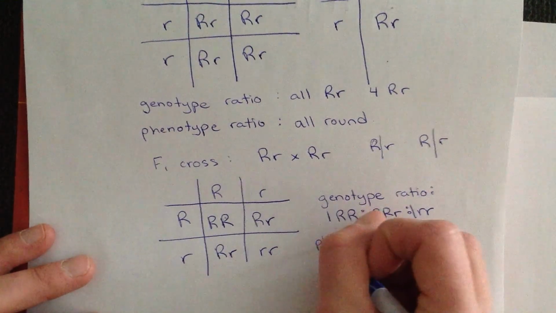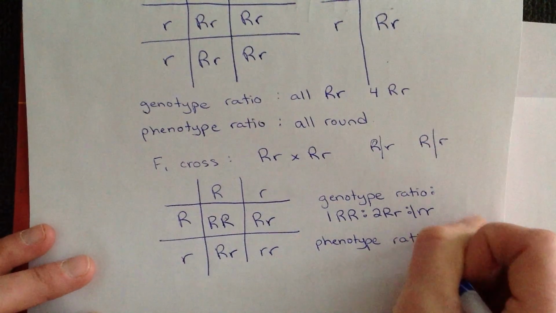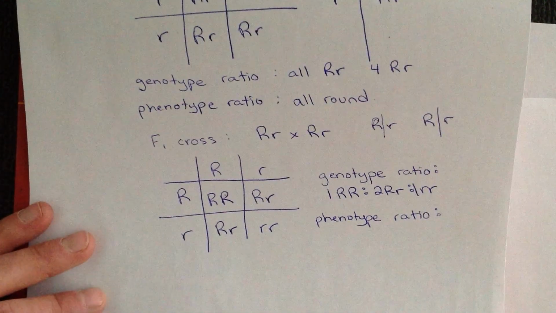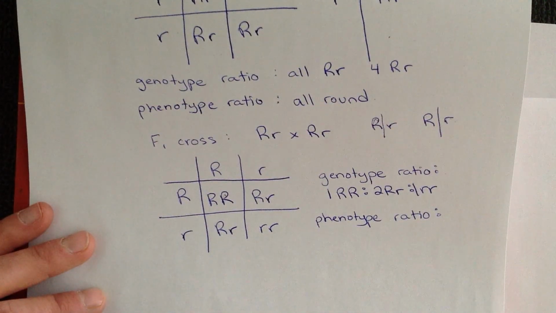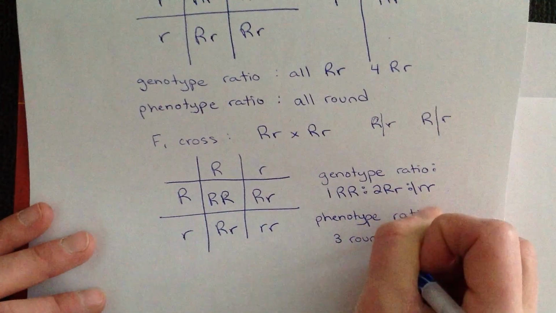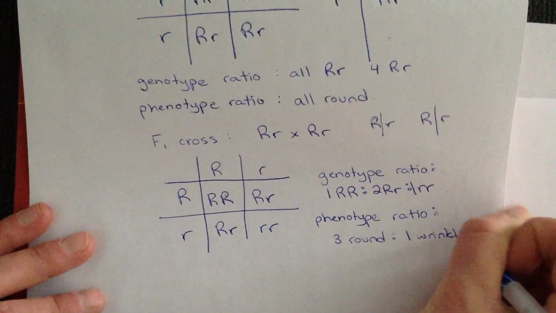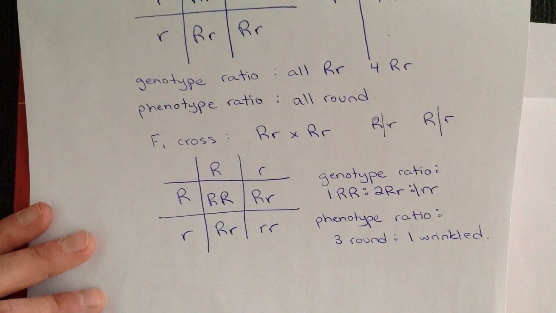What about our phenotype ratio? Anything really different than the last one? Who's going to be round? How many are going to be round in that proportion? 3 are going to be round, and then 1 is going to be wrinkled. Okay? So 3 round to 1 wrinkled.